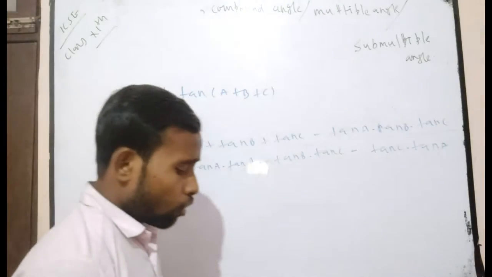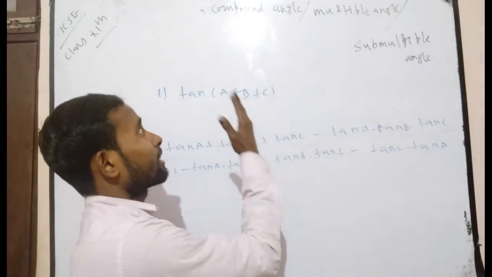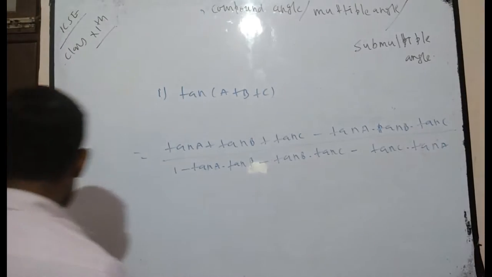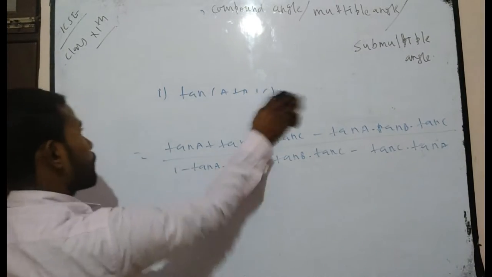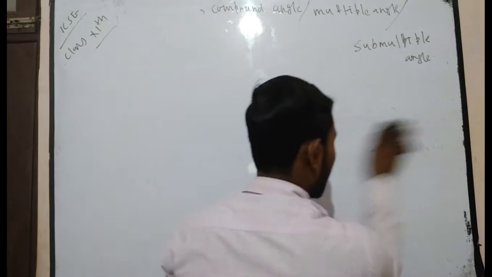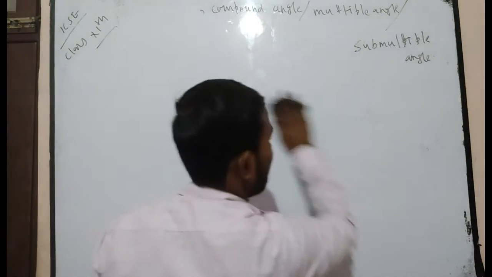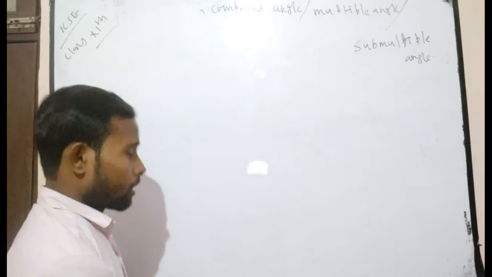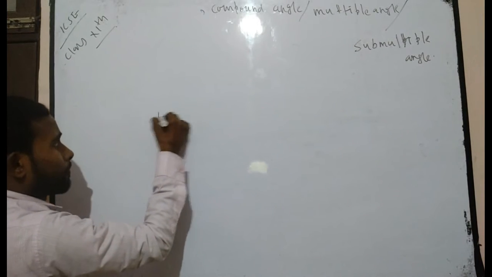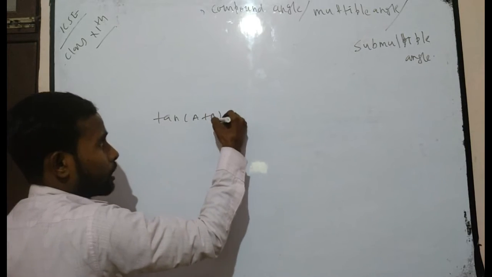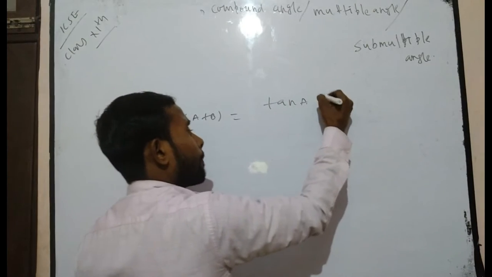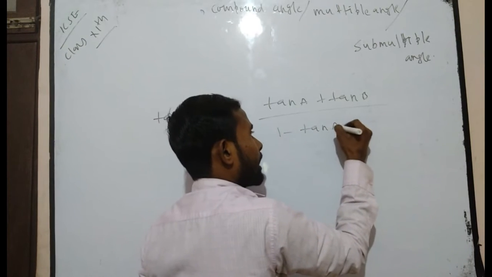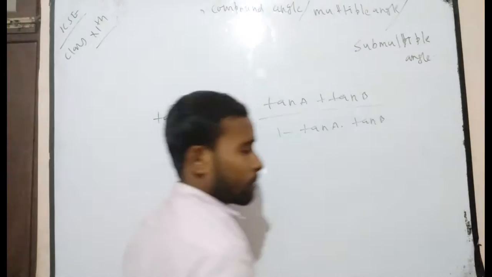After it, I think all formulas related to compound angle, multiple angle and submultiple angle are covered. Now I want to tell you how you can prove all these formulas, because every formula is linked with each other. Suppose I want to prove the formula tan(a plus b) is equal to tan a plus tan b divided by 1 minus tan a into tan b. How can you prove it?